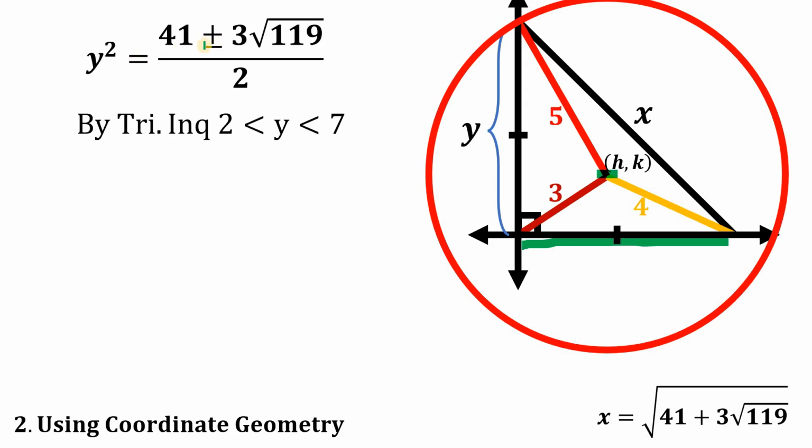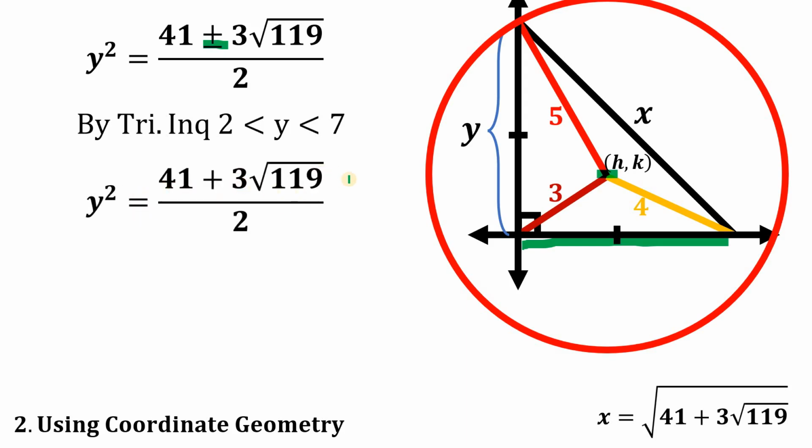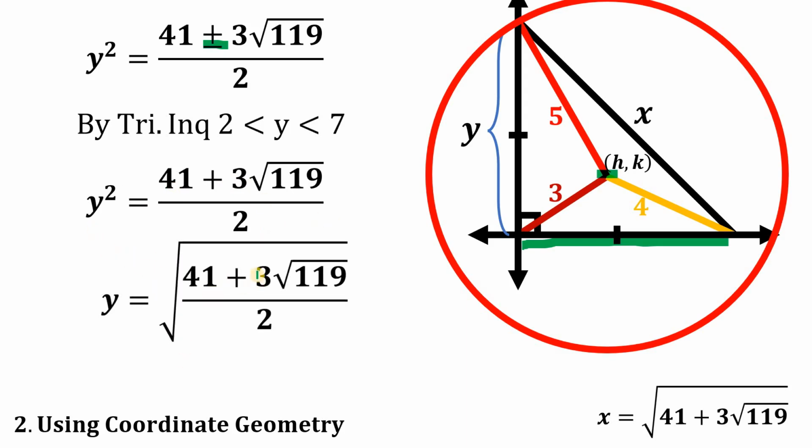Now, if we get the square root of 41 minus 3 times square root of 119 over 2, the value of y is close to 2 or 2 point something. So, 2 is too short for the side of this isosceles right triangle. Therefore, the permissible value of y in this question is simply equal to square root of 41 plus 3 times square root of 119 all over 2.